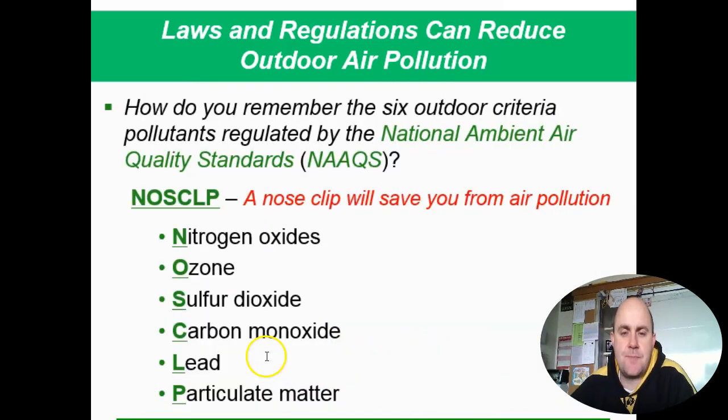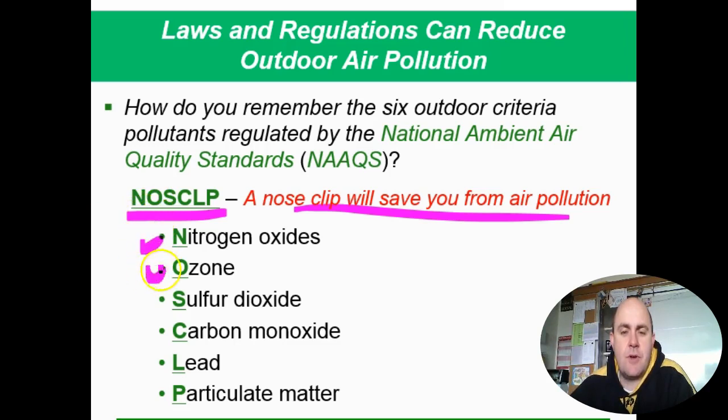so they're increasing the number of standards for different chemicals. So how do we know the National Ambient Air Quality Standards, which are the big 6 outdoor pollutants that they regulate? Well, if you remember nose clip, because you need a nose clip to save you from air pollution. Nose, the N stands for nitrogen oxides, O stands for ozone, S stands for sulfur dioxides, C stands for carbon monoxide, L's for lead, and P's for particulate matter. We've already talked about that in a previous video, but these are the main 6 that it regulates.